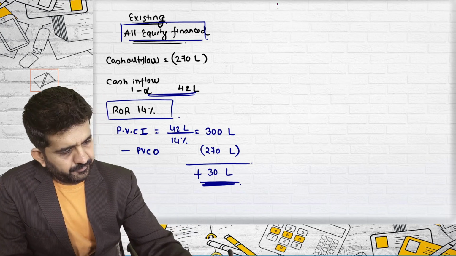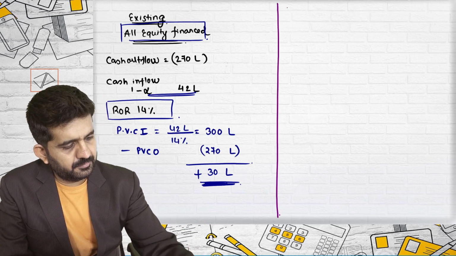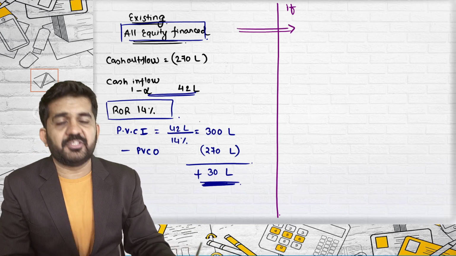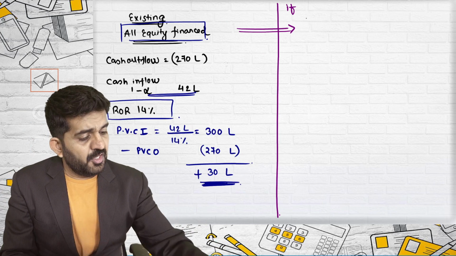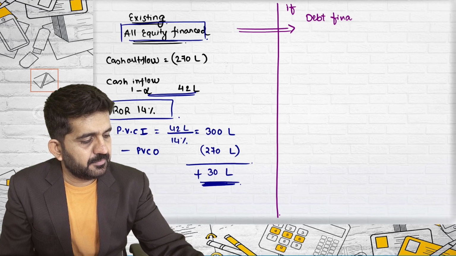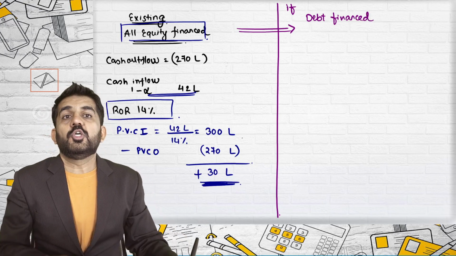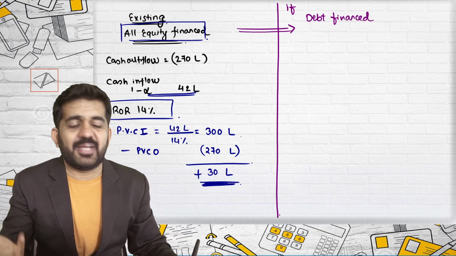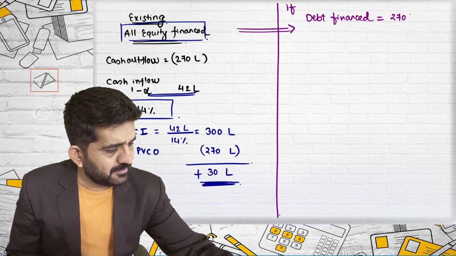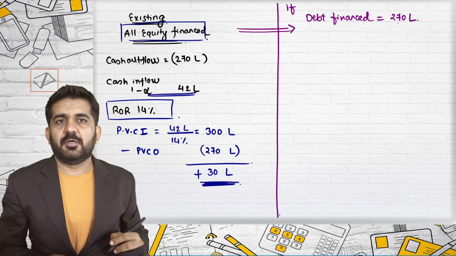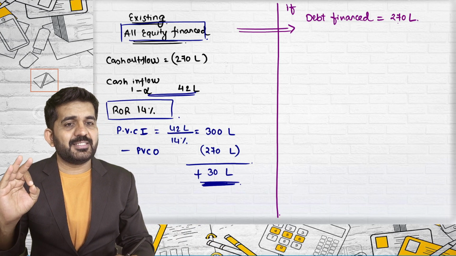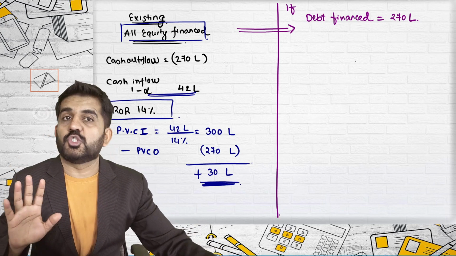If the same project, they have not yet started the project, if the same project is debt finance, so how much debentures or debt will you be raising? You will have to raise 270 lakhs. Yes, because that is the cost of machinery. You will have to purchase the machinery. This is nothing but debt finance, 270 lakhs.